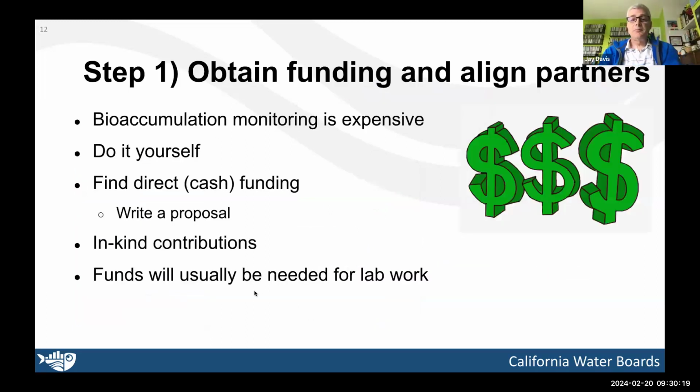Okay, so step one, obtain funding and align partners. So key ingredient to monitoring is resources.